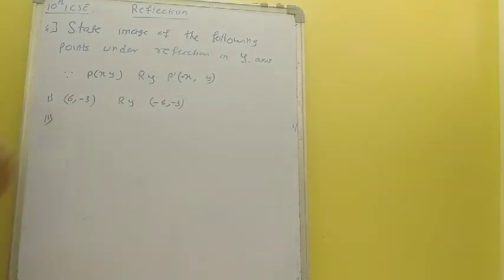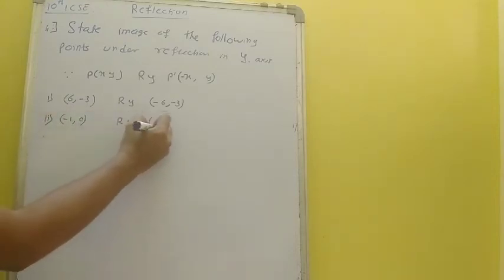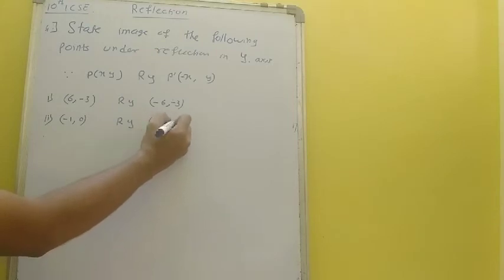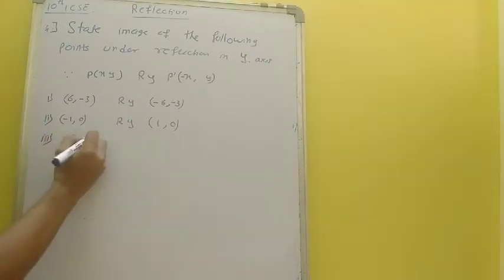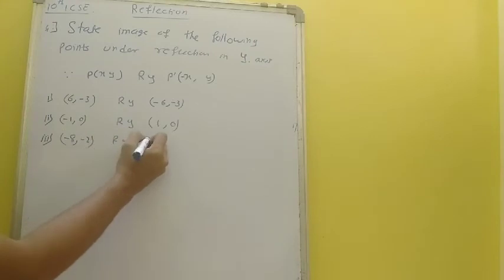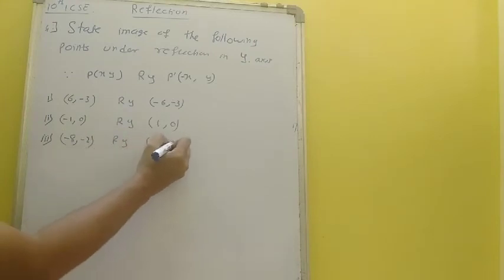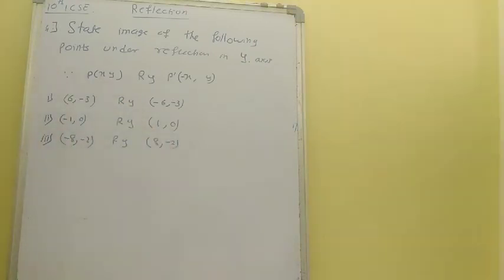Okay. The second one, we have minus 1, 0. Reflected in y-axis. Minus 1 will become plus 1. 0 is as it is. Third one, we have minus 8, minus 2. Reflected in y-axis, x will change and y will be as it is. Okay. Now, so this was the fourth one.